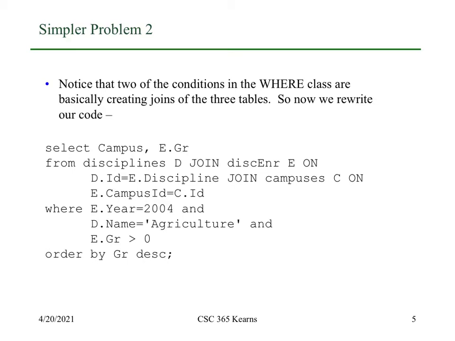So the next step is to use that and do another join. Like in the previous one, we did a join between disciplines and discipline enrollments, and this was the condition, and then we join that with campuses, and this is the condition. Now we've got a pretty clean solution here where all the table formation is done in the from clause, but now the filtering of which tuples we need to get is done in the where clause. So we've made a nice clear distinction.